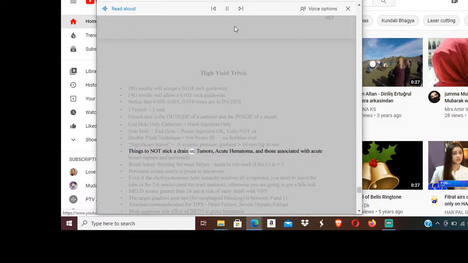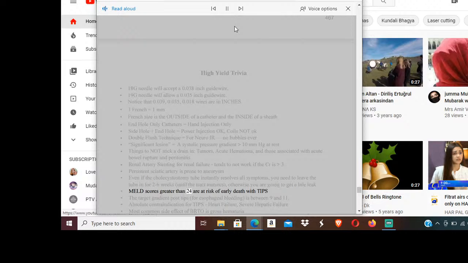Things to not stick a drain in: tumors, acute hematoma, and those associated with acute bowel rupture and peritonitis. Renal artery stenting for renal failure tends to not work if the creatinine is 3. Persistent sciatic artery is prone to aneurysm. Even if the cholecystostomy tube instantly resolves all symptoms, you need to leave the tube in for 2 to 6 weeks until the tract matures, otherwise you are going to get a bile leak.